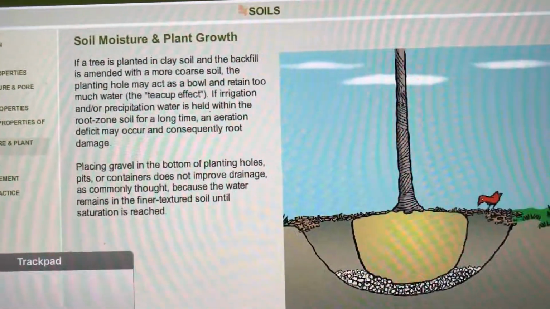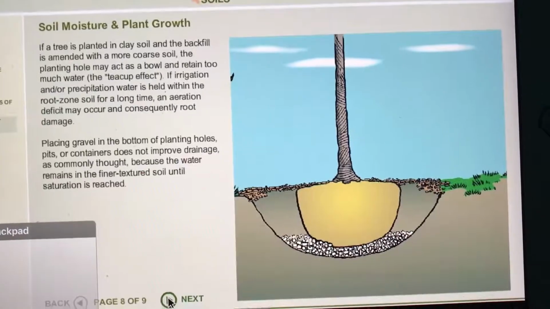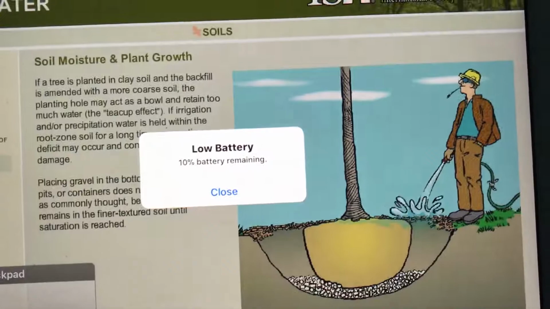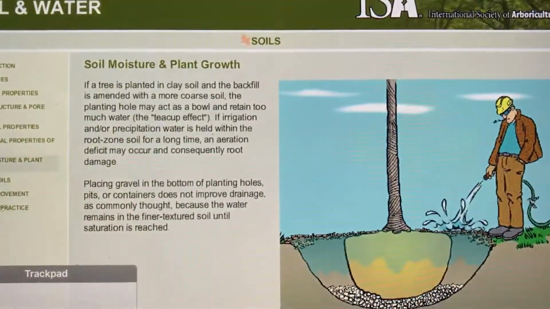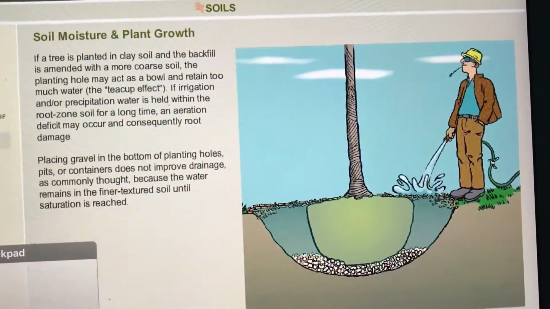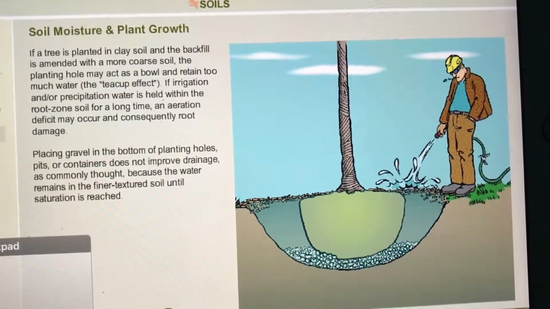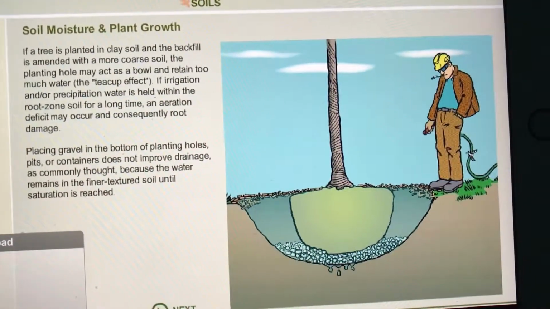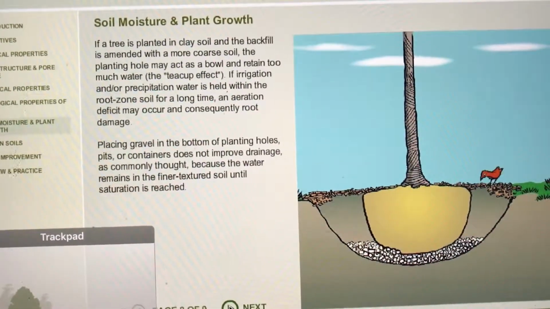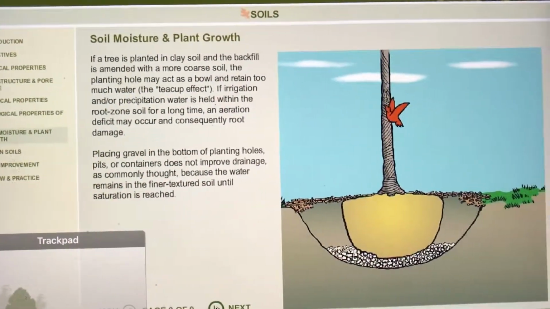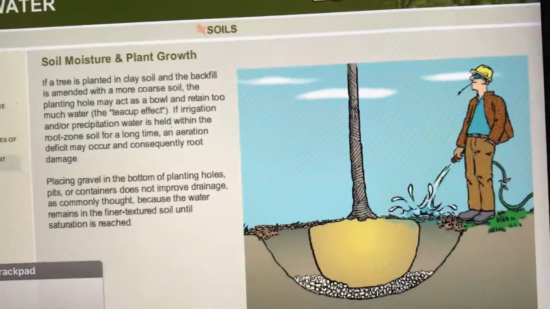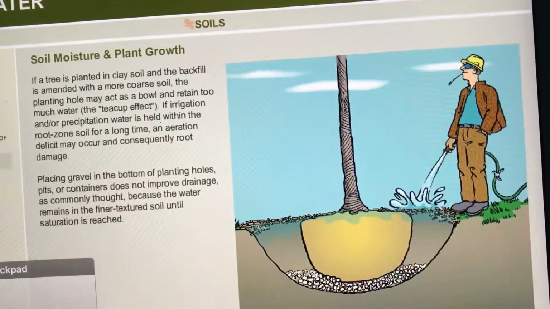If a tree is planted in clay soil and the backfill is amended with a more coarse soil, the planting hole may act as a bowl and retain too much water, the teacup effect. If irrigation and/or precipitation water is held within the root zone soil for a long time, an aeration deficit may occur and consequently root damage. Placing gravel in the bottom of planting holes, pits, or containers does not improve drainage as commonly thought because the water remains in the finer textured soil until saturation is reached.